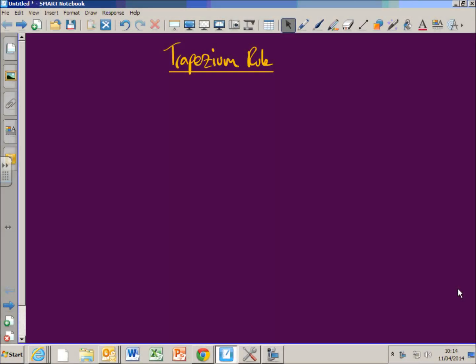Okay, so we're going to do an example of using the trapezium rule to approximate an area under a graph. Here's what I would like you to have a go at finding for me. It's the integration between 4 and 0 of (1 plus the square root of x) all to the power of 3.